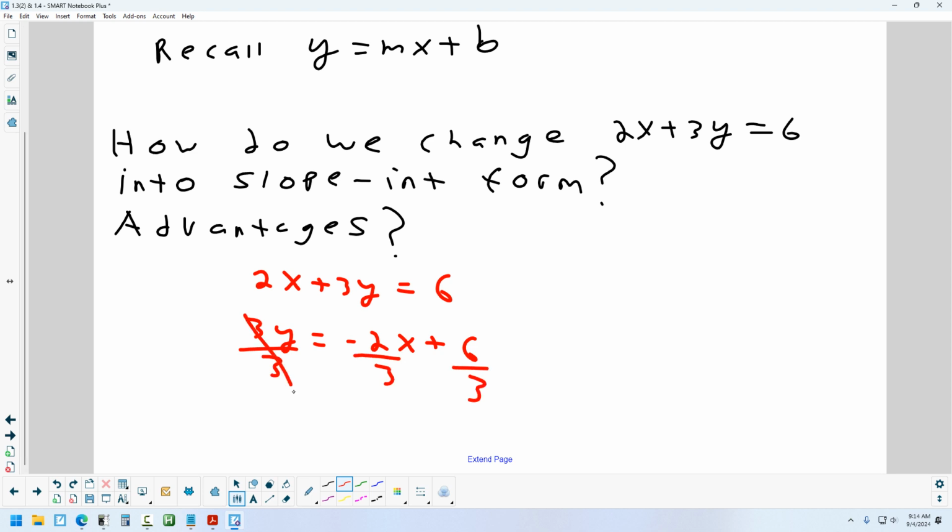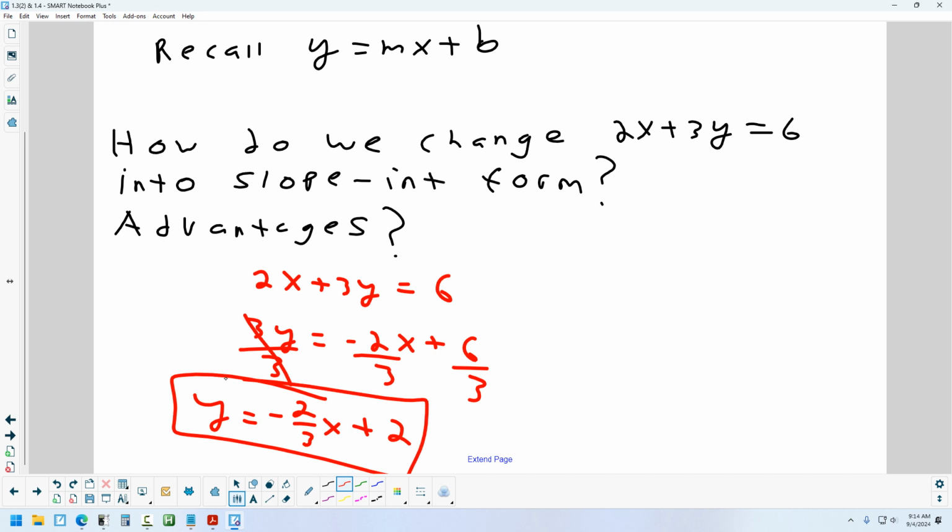Okay, so final answer is y equals negative 2/3 x plus 2. We don't usually change the slope to a decimal, just leave it as rise over run. So what's the advantage to taking it the way that I gave it to you and rewriting it in y equals mx plus b? What would this make easier to do now?